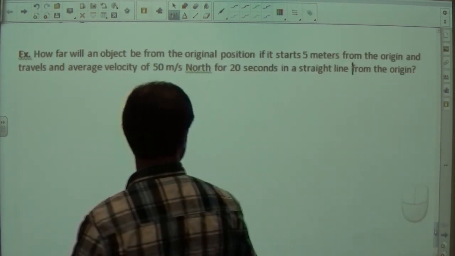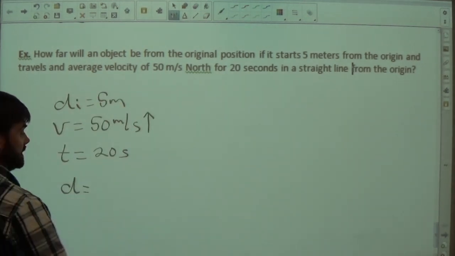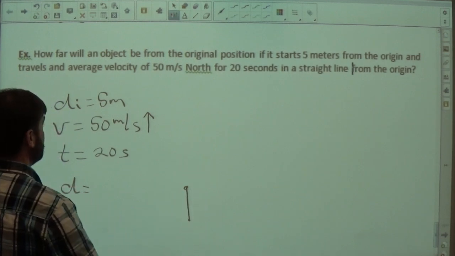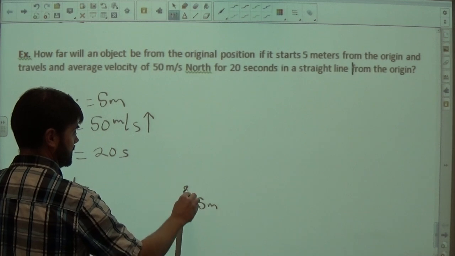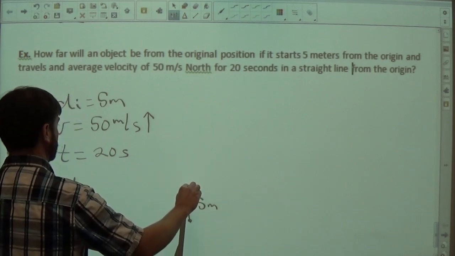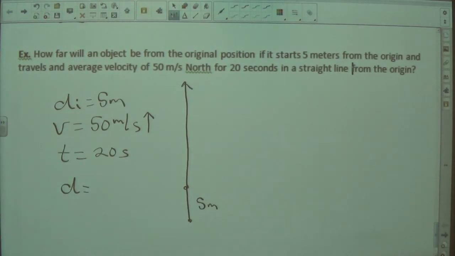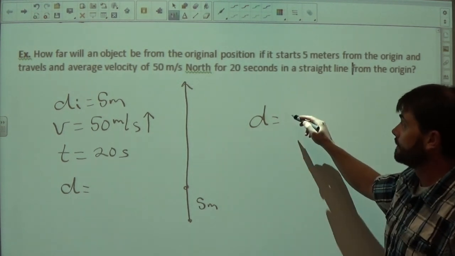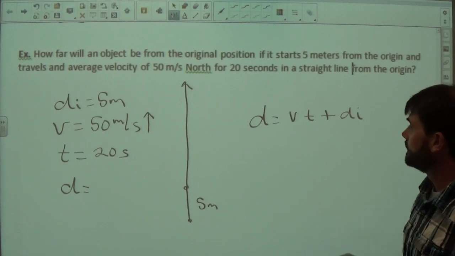Or where will an object be from its original position? Assuming that they are traveling north the whole time, it started 5 meters from what we're considering the origin to be, and then they're going to go 50 meters per second for a total of 20 seconds and continue to go north. So we want to figure out what that total distance is. So you're going to have velocity multiplied by time plus the original distance.